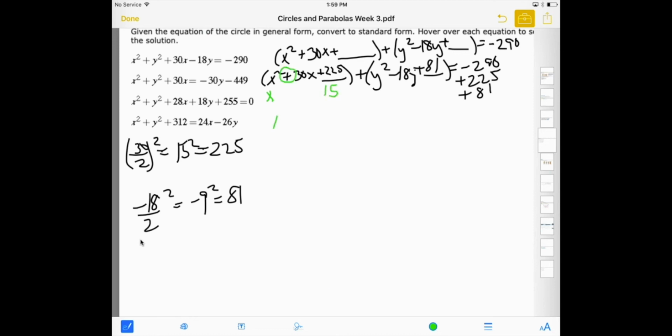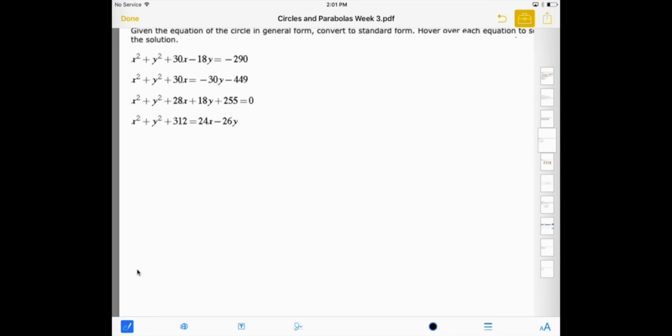Now to factor something like x squared plus 30x plus 225, I do a quick little shortcut where x squared is x times x, so I write that in green. 225 is 15 times 15, so I write 15, and then that first sign, the plus sign, is going to determine what goes in between them, so x plus 15 squared. And then I do the same thing with y and 9, but it's going to be minus because of that sign, so y minus 9 squared. And then I take negative 290 plus 225 plus 81, and I get 16 for the radius squared. And this is actually going to be my final answer.